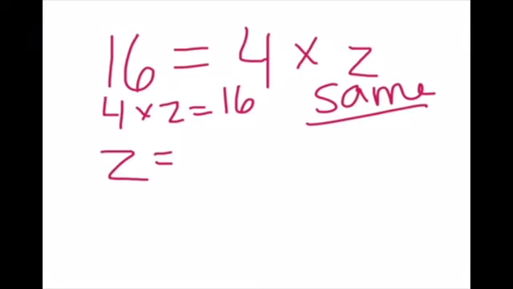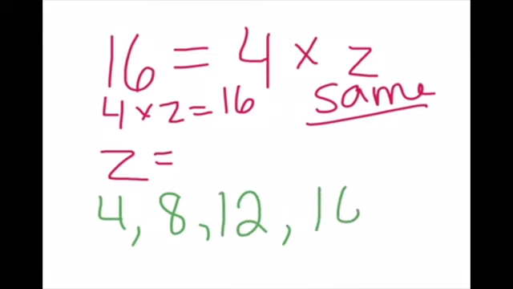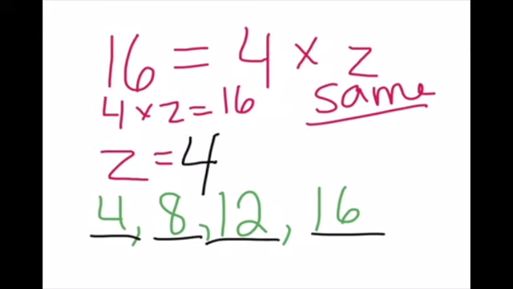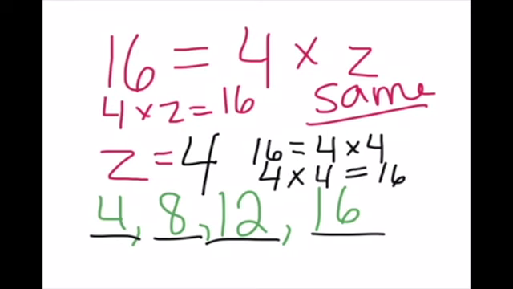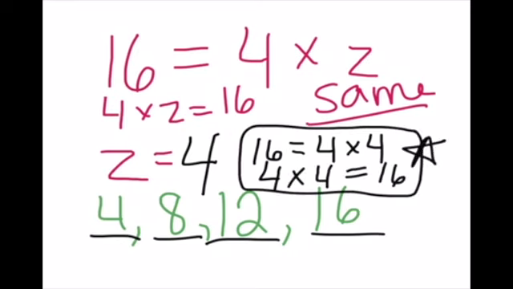Okay, so we have 4. What comes after 4 if I count by 4s? 8. What comes after 8? 12. 16. How many times did we count by 4? 1, 2, 3, 4. So what does Z equal? 4, because we know 16 equals 4 times 4, or 4 times 4 equals 16. Remember, those are the exact same thing.